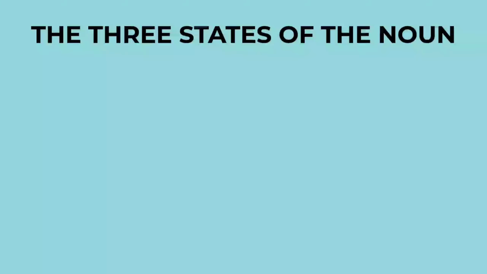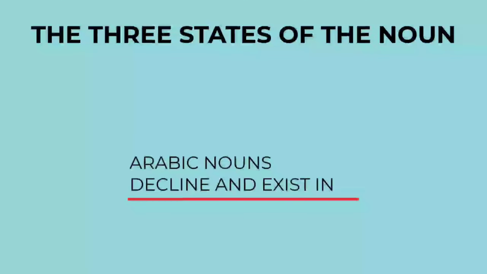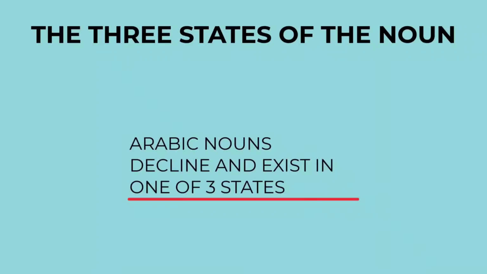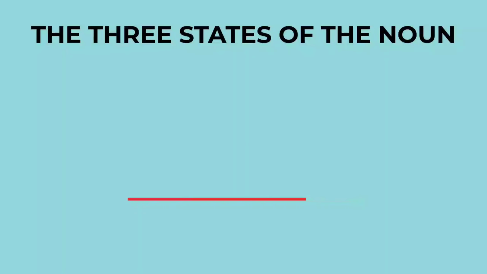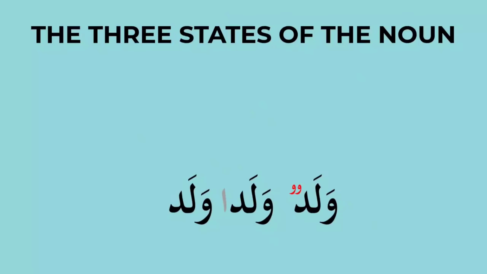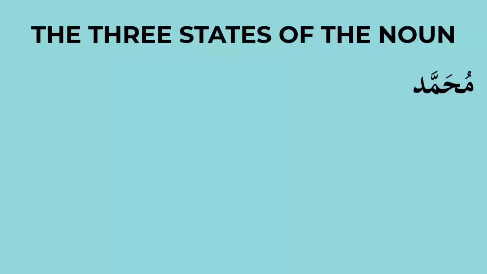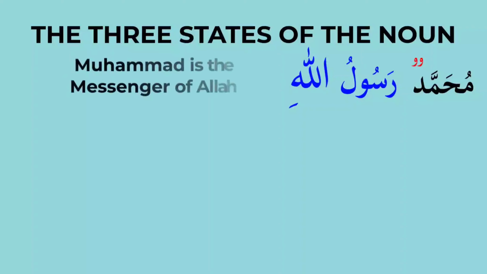Now, in Arabic, the nouns decline. Declension of noun. In Arabic, nouns decline. You already know it, but you have never realized it. Why? Now I will give you examples. Brother? Muhammadun Rasulullah. Muhammad is the messenger of Allah.